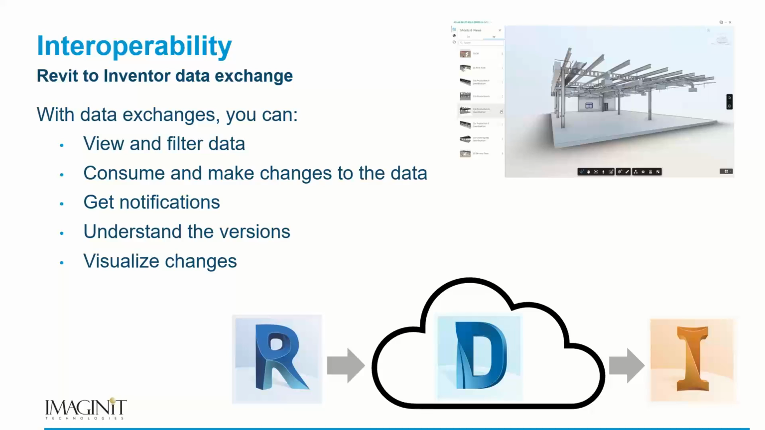The nice thing about this is when it gets consumed by Inventor, if they make a change, if they want to update it, Inventor doesn't have to re-import that. You don't have to overwrite your existing data. Autodesk Docs is the link between these. Revit can push the information to Autodesk Docs. Inventor can pull it right down from Autodesk Docs, and these can link together.